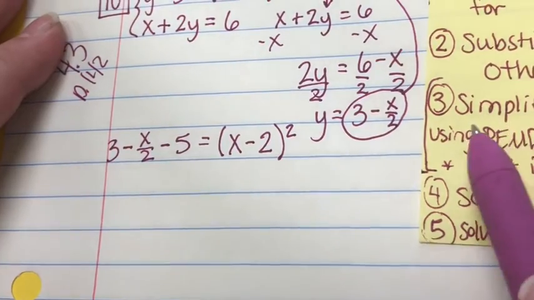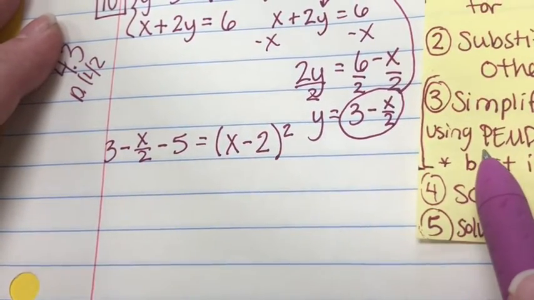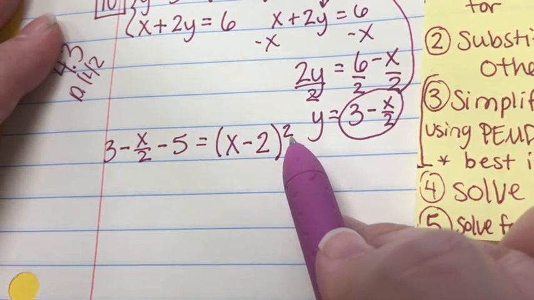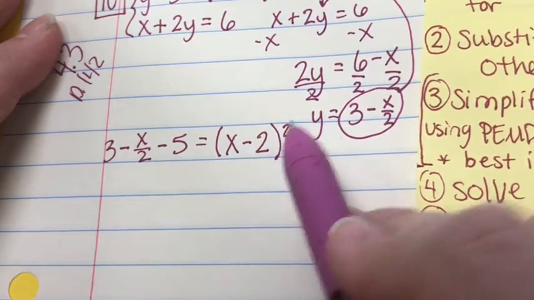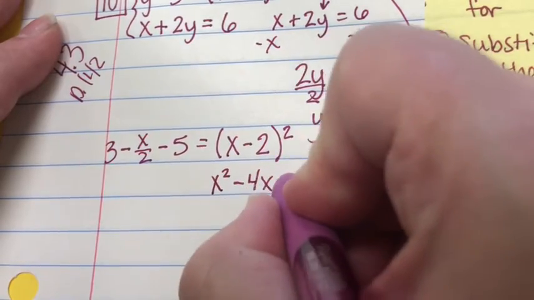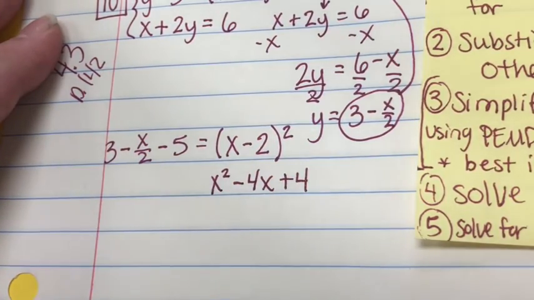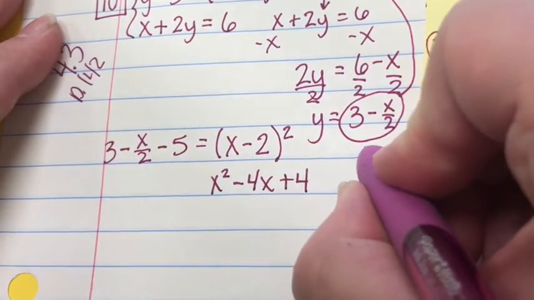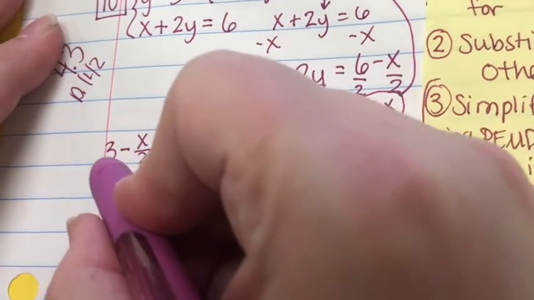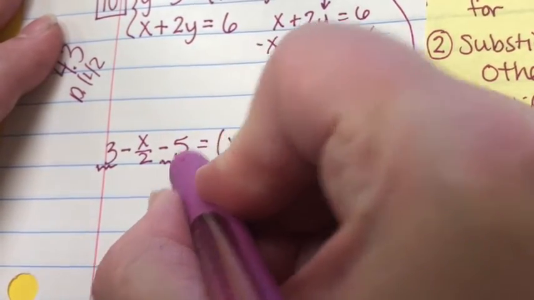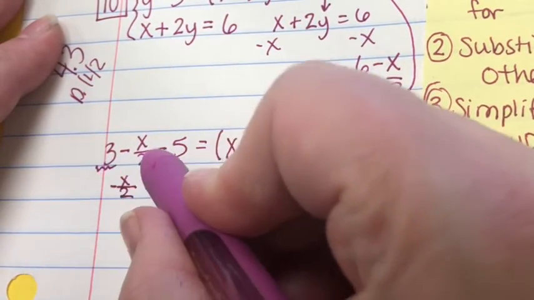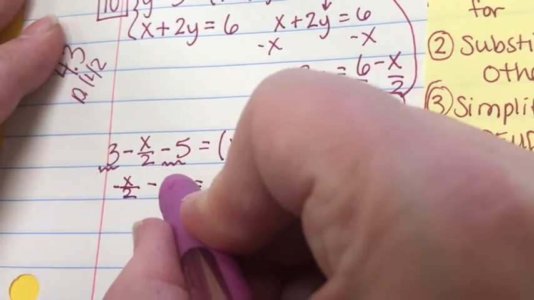I am supposed to simplify this using PEMDAS. PEMDAS says parentheses. So parentheses, nothing, we can't do anything in there. So we're now going to do the exponent. x minus 2 squared is x squared minus 4x plus 4. If you don't know how I got that, you can pause the video and try on your own doing x minus 2 times x minus 2, because that's what it means. And at the same time, I'm going to combine these like terms. So I'll have negative x squared, x over 2. 3 minus 5 is negative 2.